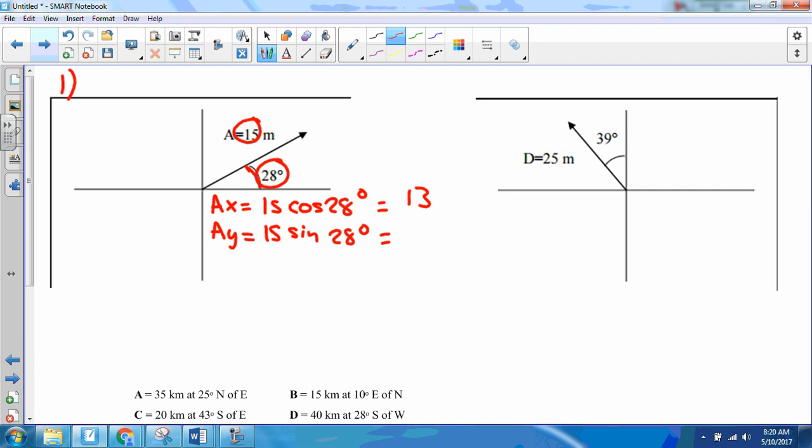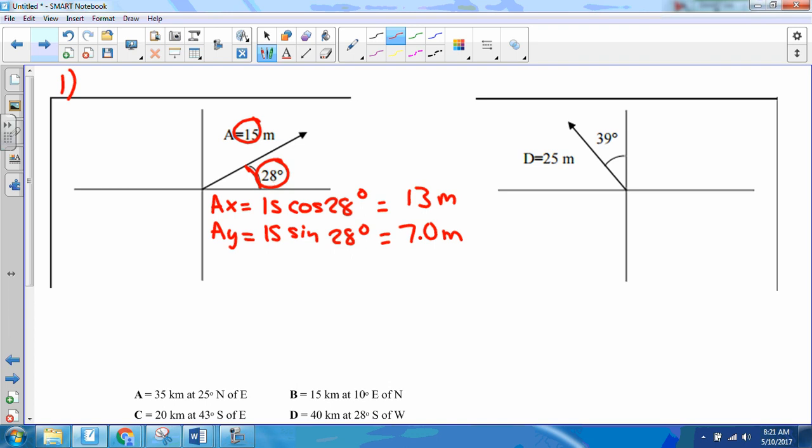For AY, you type 15 into your calculator, you hit the trig button, you hit sine, and then you type 28. And what do you get? You get 7.04207344179. But again, we only have 2 sig figs, so we write 7.0. Now the unit was meters and meters. Pretty simple, but we'll do another one.